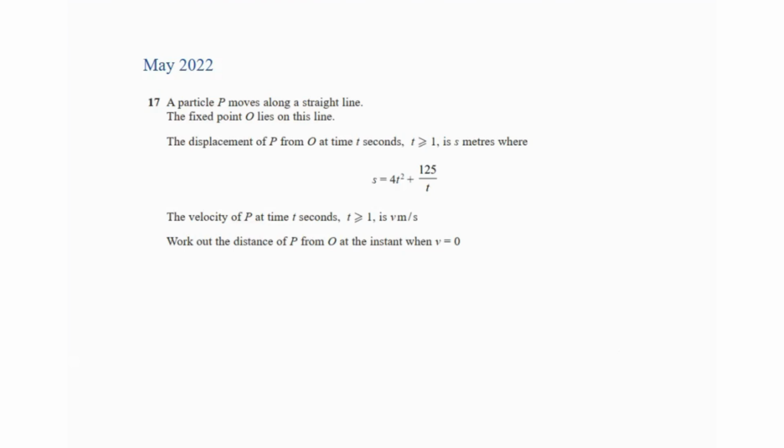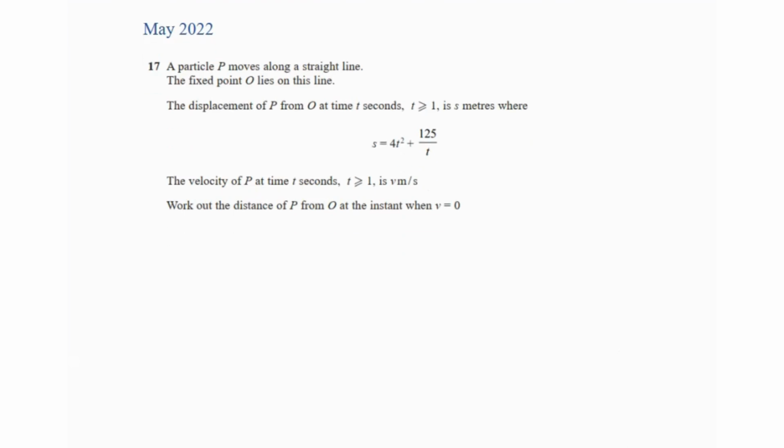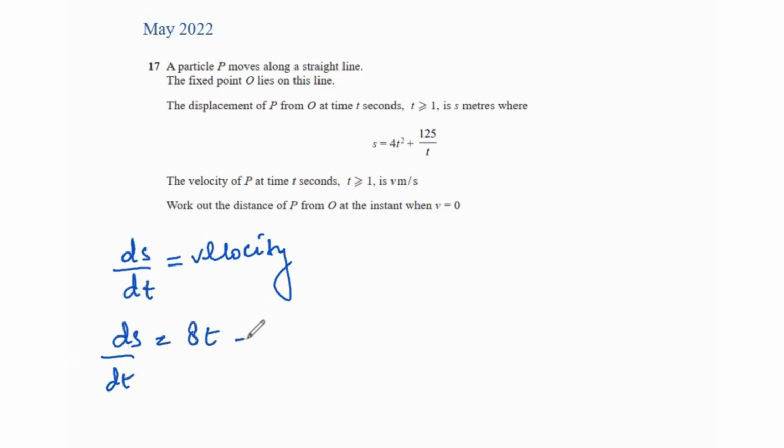So to calculate that, first we need an equation for v. And to get an equation for v, we've already discussed that we have to differentiate the displacement equation. So ds by dt is your velocity. So that's going to be 8t. Rewrite this again as 4t squared plus 125 times t to the power of -1. Like I told you before, when it's a fraction, just bring the fraction in the numerator and make the power negative. So now it's going to be -125 t to the power of -2, because -1 minus 1 is -2. So this is your velocity equation.